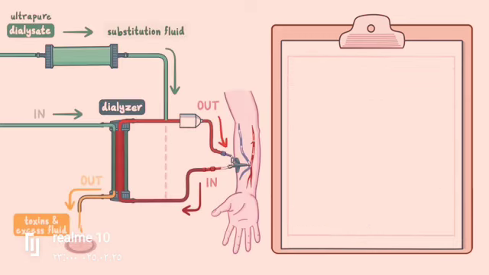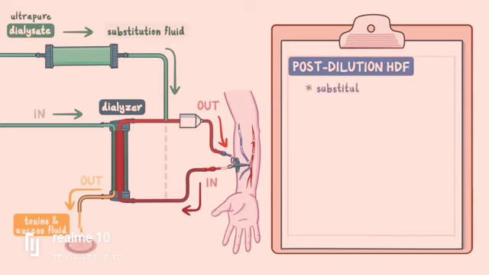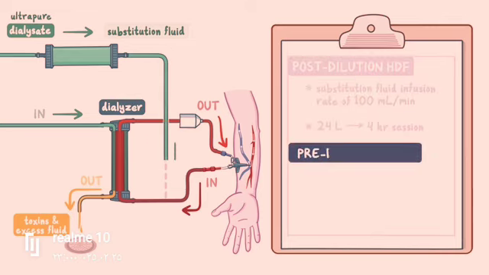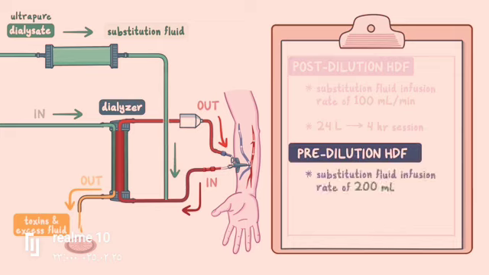A typical high-volume post-dilution HDF treatment uses a substitution fluid infusion rate of 100 milliliters per minute or 24 liters for a 4-hour session. Pre-dilution HDF often requires double the substitution infusion flow rate to 200 milliliters per minute or 48 liters in a 4-hour session.